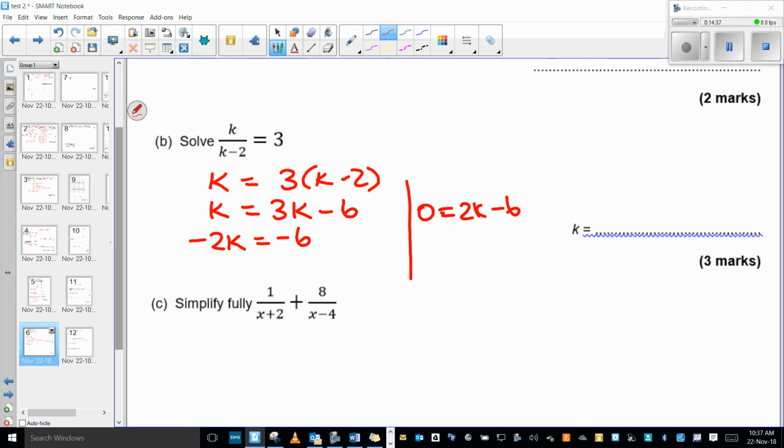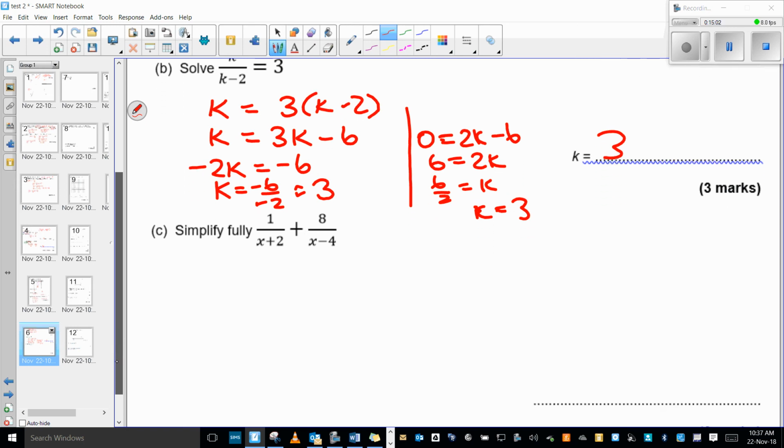So then k ends up being -6 divided by -2, which is +3. If you had done it this way, you would then add 6 to both sides, and again 6 divided by 2. Either way, you get k is 3. Okay?